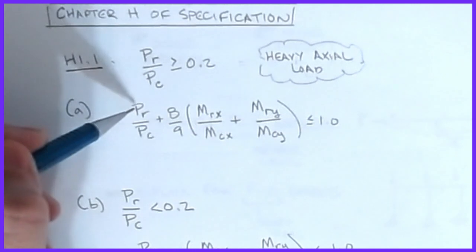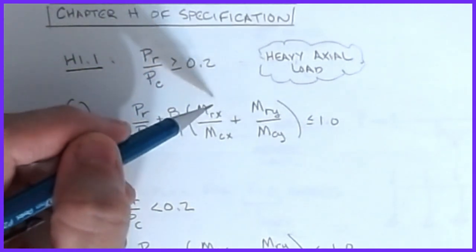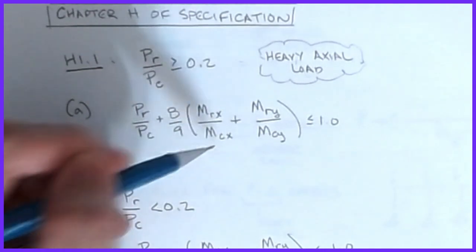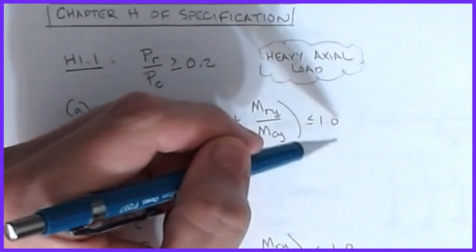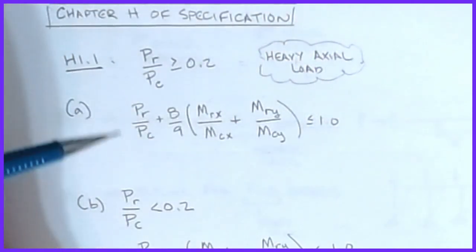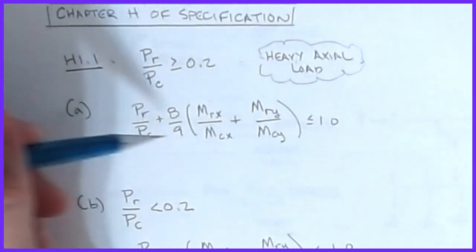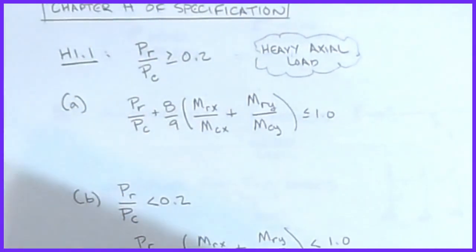And you'll see that it's the ratio of what's applied to what it can hold, plus 8/9 of the moment about the X to what it can hold in the X, plus the moment about the Y to what it can hold in the Y. And all that has to be less than 1.0. These are those 100% checks. These are like those stress checks that you did back in mechanics of materials, where the stress of this plus the stress of all of this can't exceed 100%. Right? And that seems pretty logical.